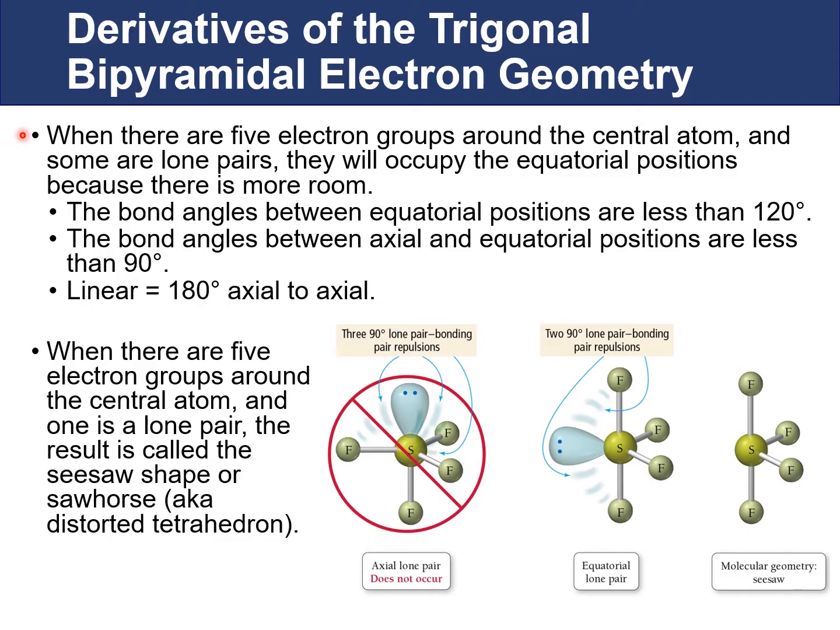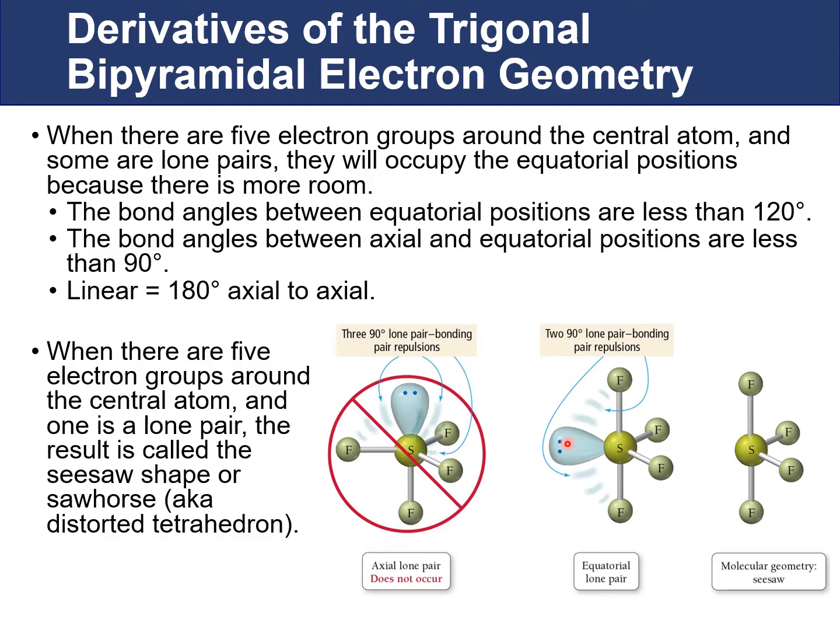When there are 5 electron groups around a central atom, we are working with a trigonal bipyramidal electron geometry. And if one of those is switched out for a lone pair of electrons, they will occupy the equatorial position because there is more room. Essentially, if we have a trigonal bipyramidal geometry and one of the electron groups is a lone pair, we could either put them in an axial position or an equatorial position. They will end up in the equatorial position because there is more room.